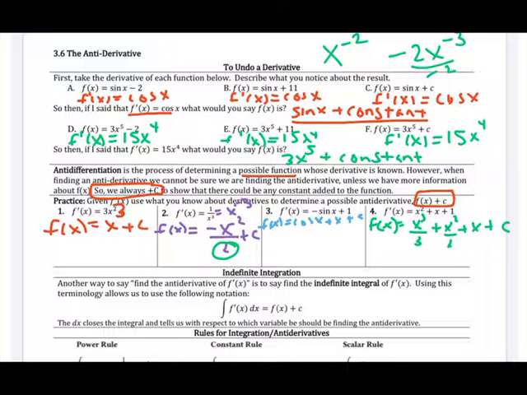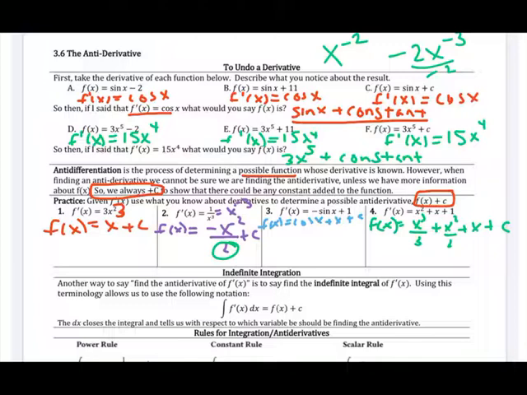What do I include on every answer here when we are doing anti-differentiation? We include plus c. And then number 4, each of the exponents should increase by 1. So x squared should become x to the third. X should become x squared. 1 should become x. I should always have a plus c.